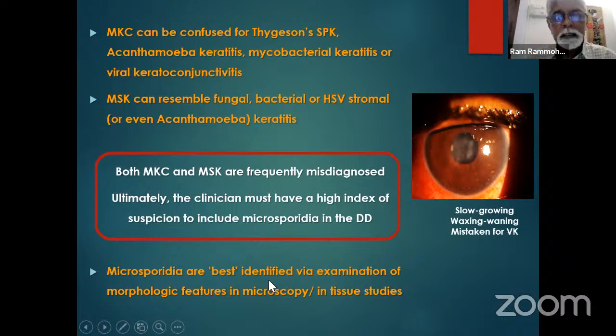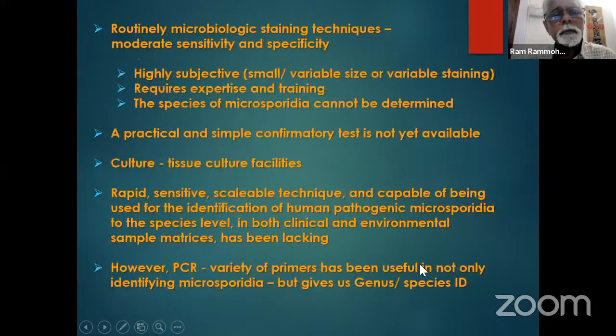Why that is important is because the next thing we need to do is, how are you going to diagnose it in the lab? The most common or best identification method that we currently use is light microscopy. Routine microbiology, especially the gram stain, has moderate sensitivity and specificity. Most of the time, it's subjective. It can require a little bit of expertise and training in checking these gram stains because of the highly variable sizes of the spores and variable staining that happens. And of course, we cannot determine the species via any of the staining methodologies.